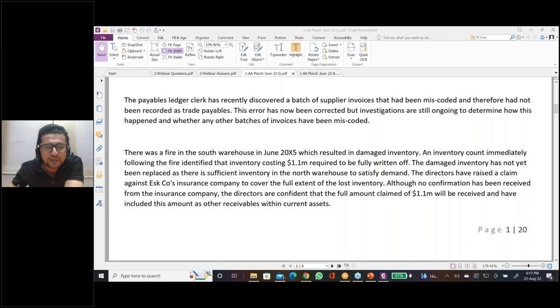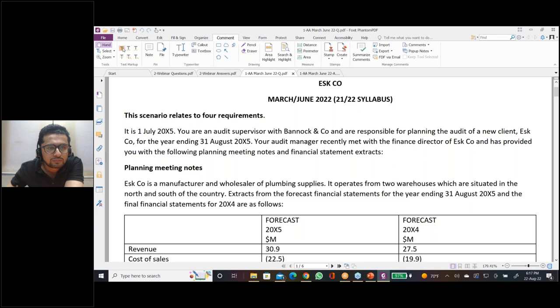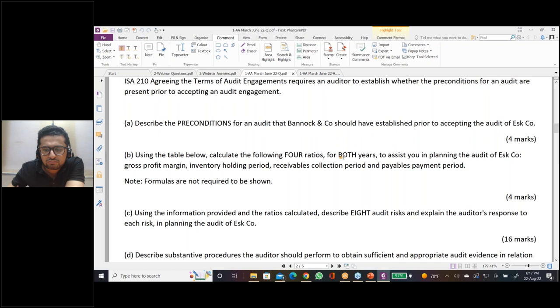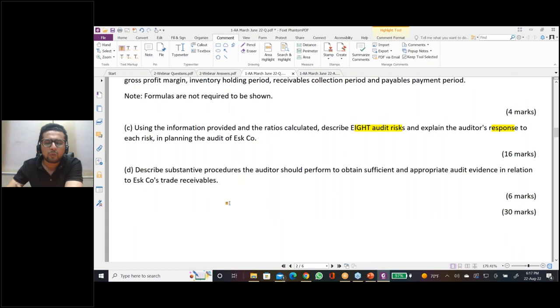So the first question which I have got for you is, as we promised on day one, from March June 2022. And if you remember, we did the first part relevant to the preconditions, the second part relevant to the ratios, then the preconditions. Then we had to identify and explain 8 audit risks along with the responses. Okay, what about part E? Yeah, we skipped it, and part E is: describe substantive procedures the auditor should perform to obtain sufficient appropriate audit evidence in relation to the company's trade receivables.